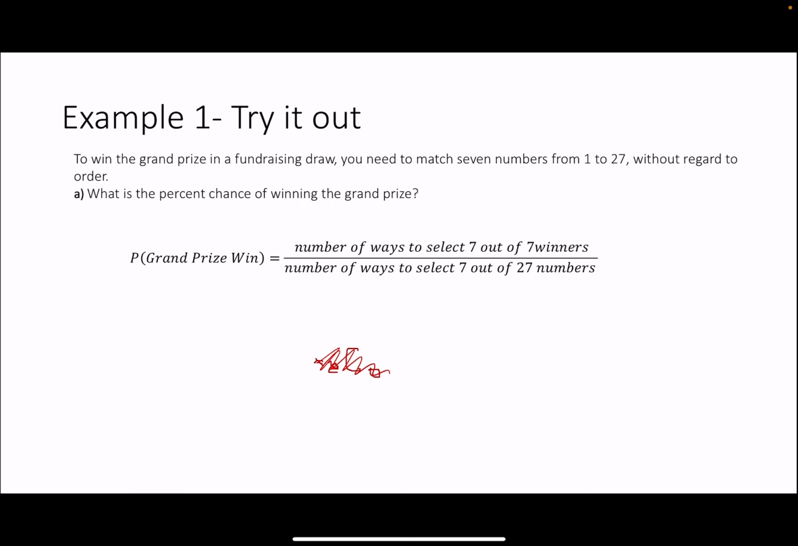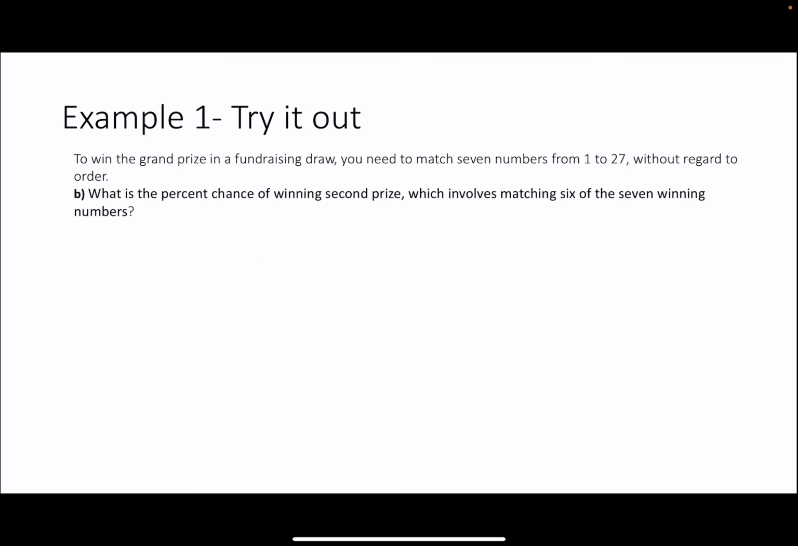The number of ways to select 7 out of 7 winners: there's only one way to do that, which is 7 choose 7. And how many ways are there to select 7 out of 27? 27 choose 7. So it's 7 choose 7 over 27 choose 7, which is 1 over, pump it into your calculator, 888,000 approximately.